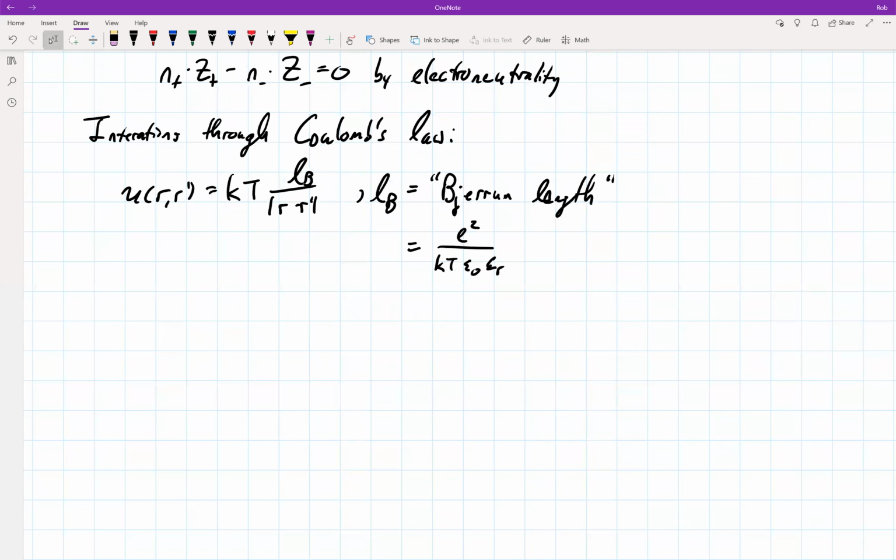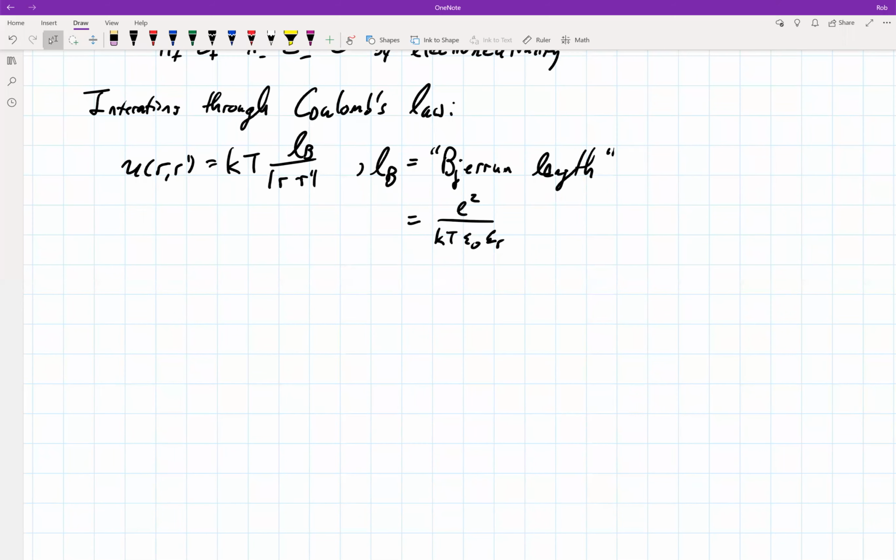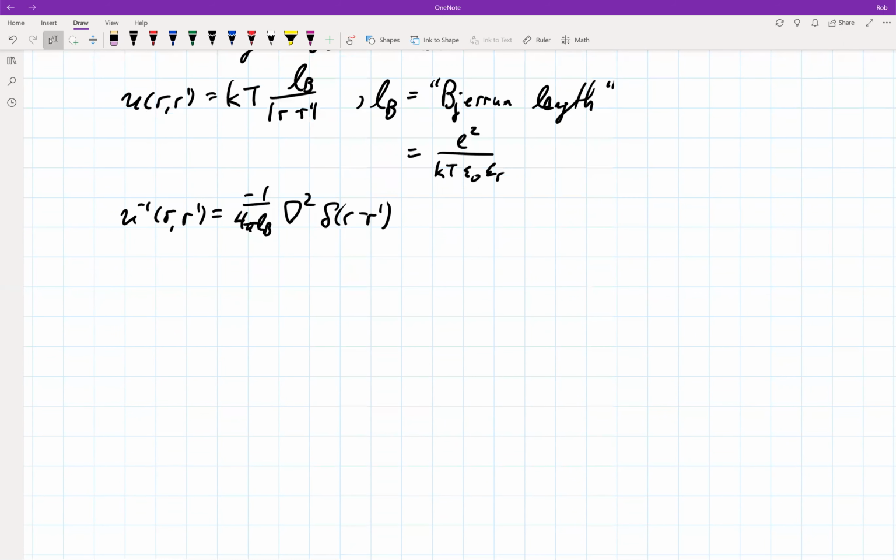And we had written down the Coulomb's law earlier when we first introduced the particle to field transformation. And we had also written down the functional inverse of this thing. So we can just straightforwardly blow through the particle to field transformation. So we have u minus 1 of r and r prime. It has kind of this horrific looking form. So it's minus 1 over 4 pi L_B grad squared of a delta of r minus r prime. So it looks kind of heinous because it has these weird operators just sort of floating around, but we will sort that out after we go through the Hubbard-Stratonovich transformation.